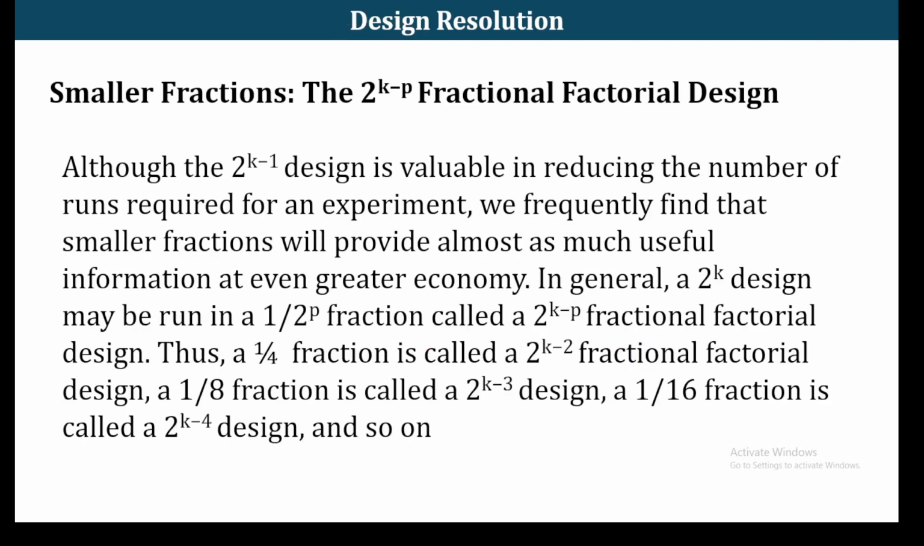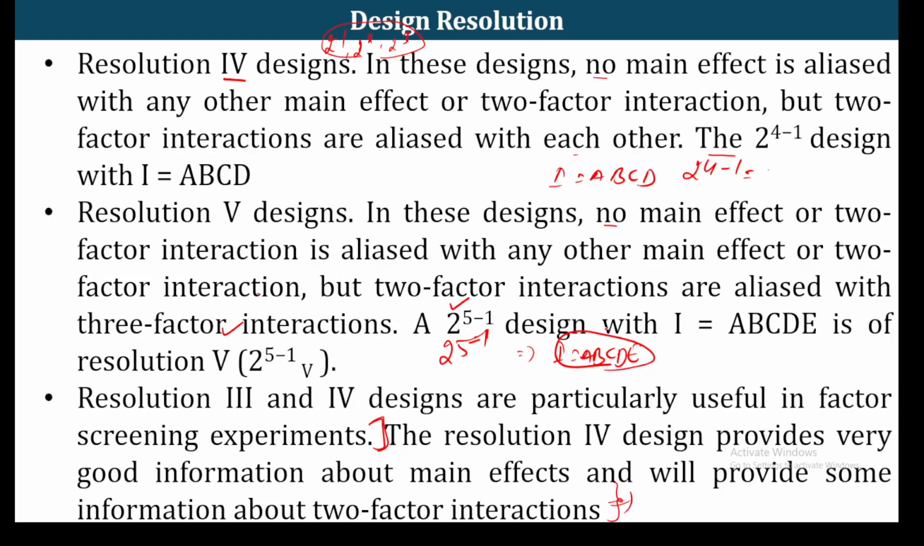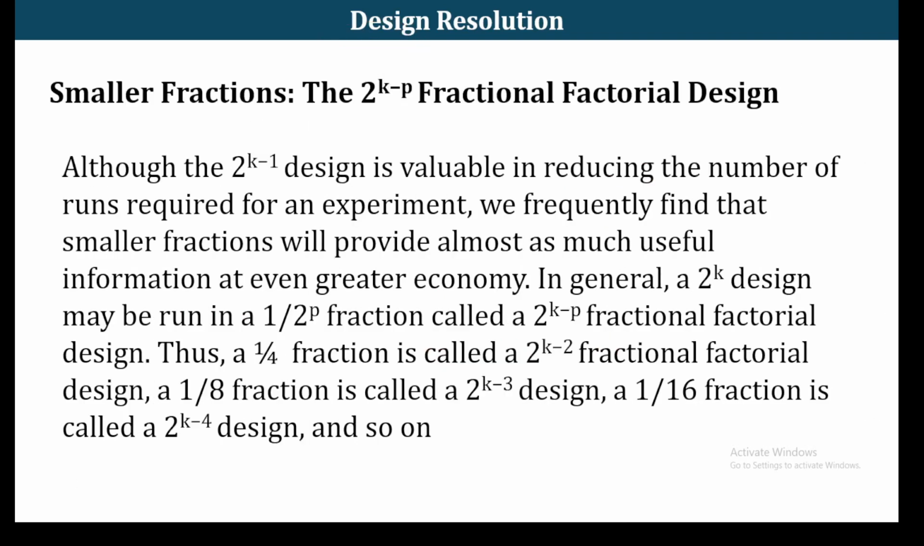Now the smaller fraction. You might have seen that till now we were taking 2 to the power 4 minus 1, 2 to the power 5 minus 1, 2 to the power 6 minus 1, but let's say we have some fraction that is less than that. Although the 2 to the power k minus 1 design is valuable in reducing the number of runs required for an experiment, we frequently find that smaller fractions will provide much useful information, even at greater economy. In that case they are going to reduce the runs, with even greater economy also.